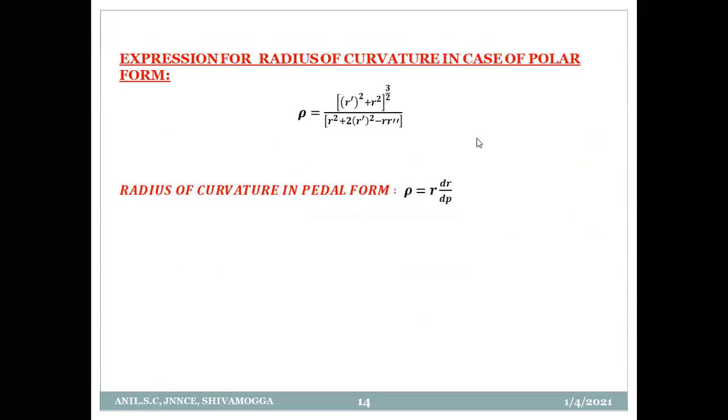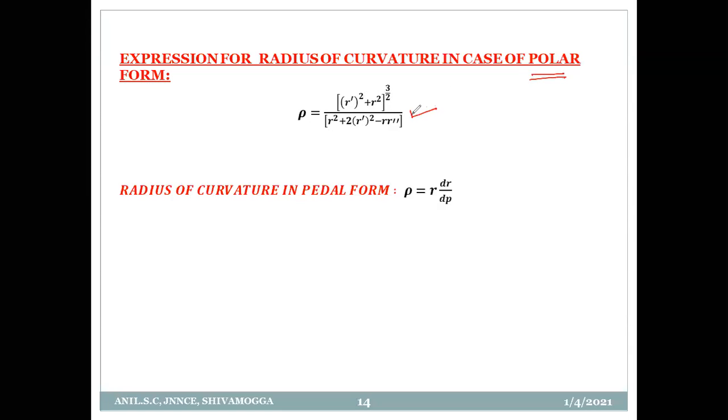Expression for radius of curvature in polar form. Earlier this derivation was included, but now it is excluded from the syllabus. Only the expression: rho is equal to (r square plus r dash square) whole power 3 by 2, divided by r square plus 2 r dash whole square minus r into r double dash, where r dash is dr by d theta. This is to find the radius of curvature in case of polar curves.